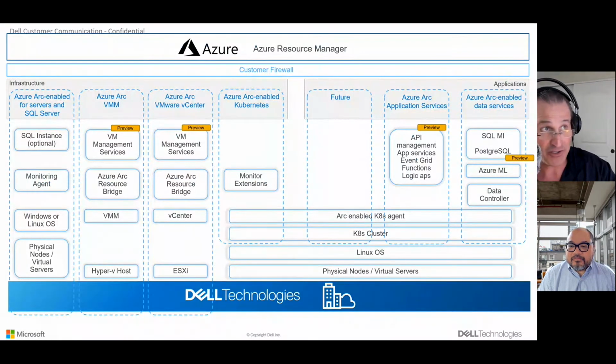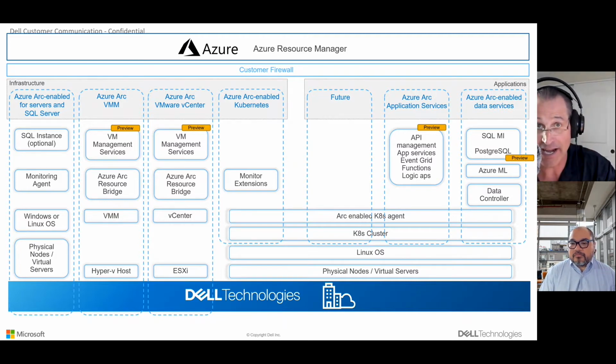Starting on the top left, there's the infrastructure gray bar. We have Azure Arc for servers and optionally SQL Server. There's Azure Arc for VMM. There's Azure Arc for VMware vCenter. That's why we're here today. It still is officially in public preview. And there's Azure Arc-enabled Kubernetes, and that's from the infrastructure side.